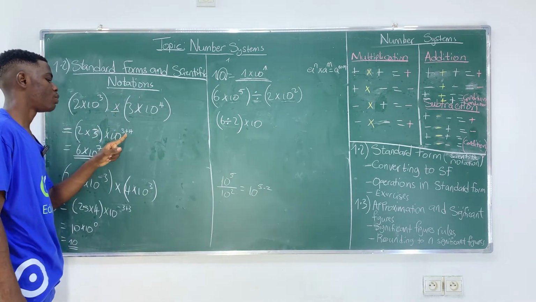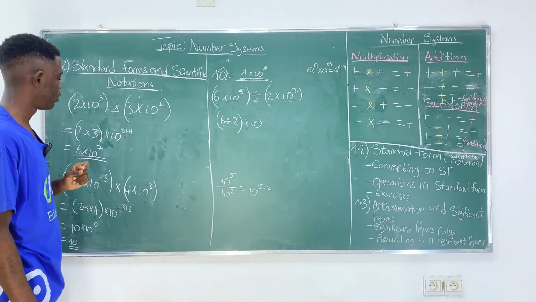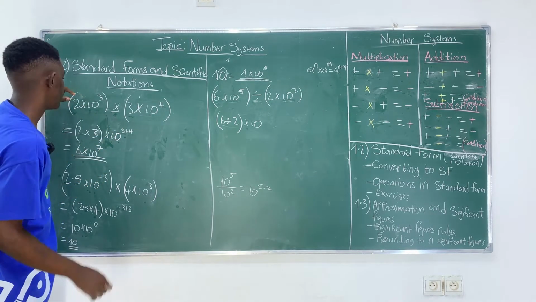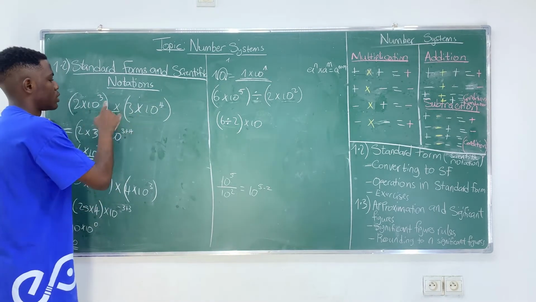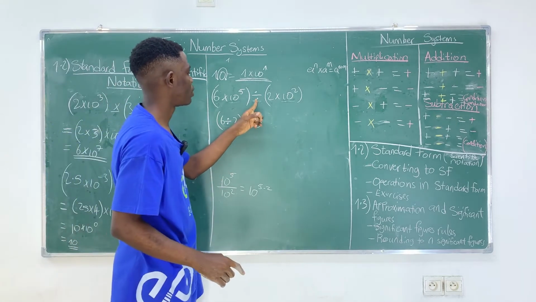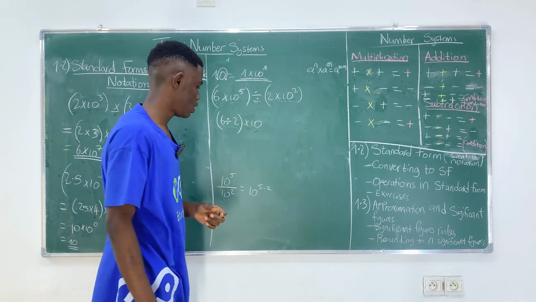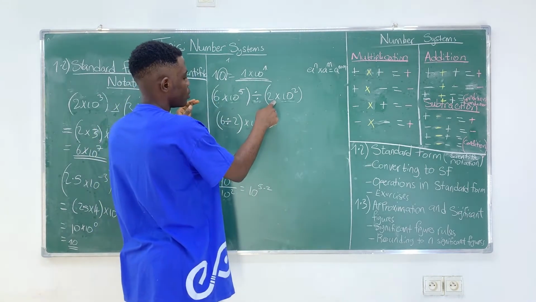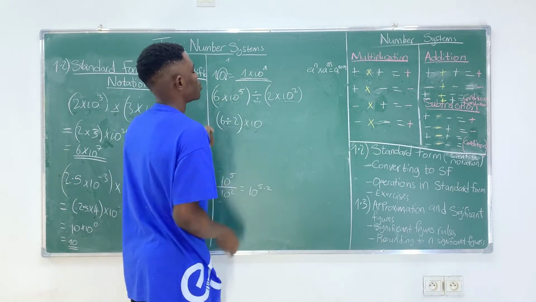For multiplication, it was 10 to the power 3 plus 4, which gave 7. That was because it was multiplication. 3 plus 4 is coming from here and here. You add the powers. Now, since it is division, you do times 10 to the power and you subtract the powers. You see, normally I did this 6 divided by 2. I also have to do this 10 to the power 5 divided by 10 to the power 2.